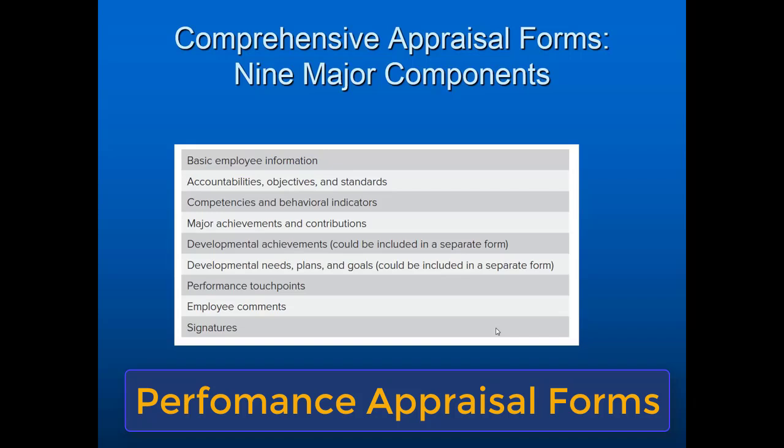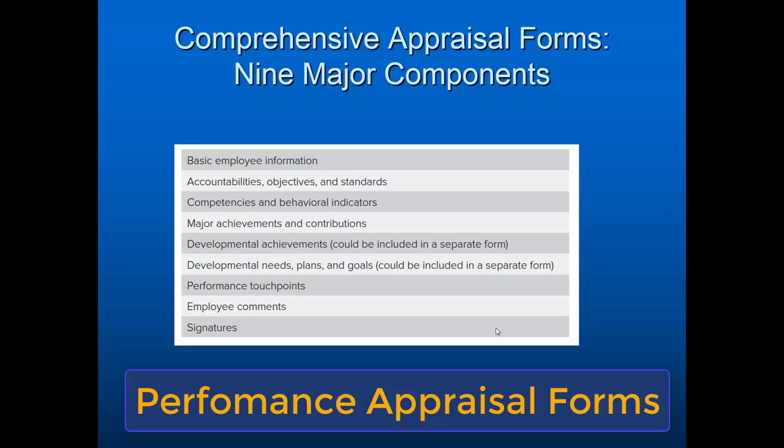The performance evaluation process is often linked with professional development, and so we may want to have something on developmental achievements, although sometimes this is included in a separate form or as a separate process. The results of performance review may lead to the identification of performance needs or the development of new specific development plans or goals. In some instances, this might be part of a separate form or process.